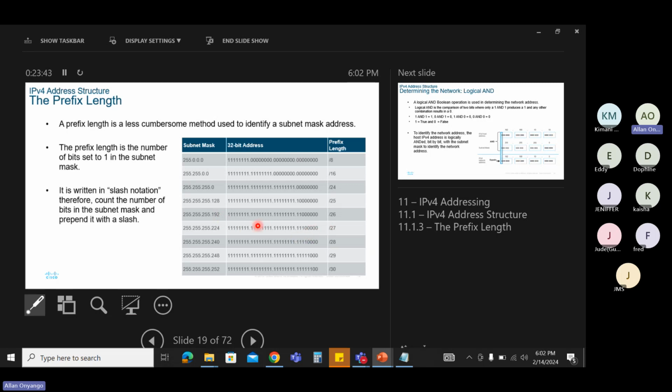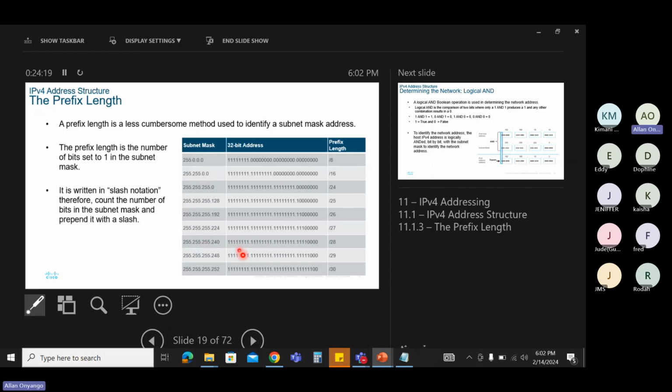Look at /27, which means there are 27 ones. The first octet is full, the second octet is full, the third octet is full, that is 24. We need how many more? Three more to make it 27. And so we need to add 128 plus 64 plus 32, which is 224. /28 is the same thing. 8, 8, 8 is 24 plus 4 more to make it 28. So if you add 128 plus 64 is 192, plus 32 is 224, plus 16 is 240.